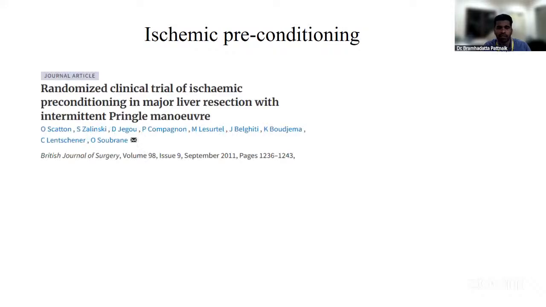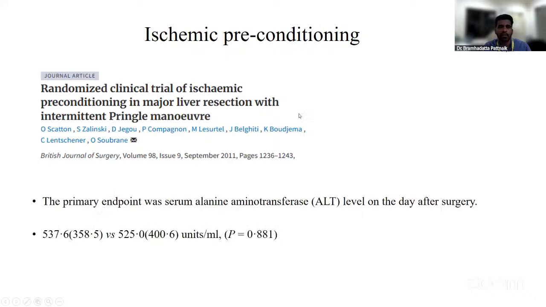Ischemic preconditioning is clamping the hepatic inflow for 10 minutes, releasing it for 10 minutes, and then you start your proper Pringle maneuver. So in British Journal of Surgery, one RCT was published in 2011, where they compared ischemic preconditioning followed by intermittent Pringle versus intermittent Pringle alone, and the primary endpoint was again elevation of ALT on day one, and both the groups had the same.